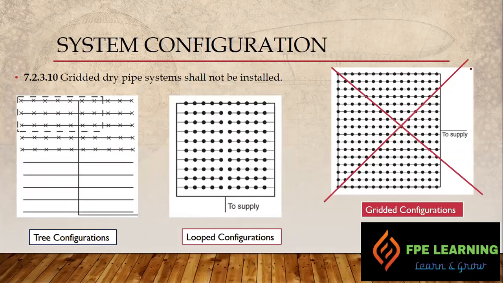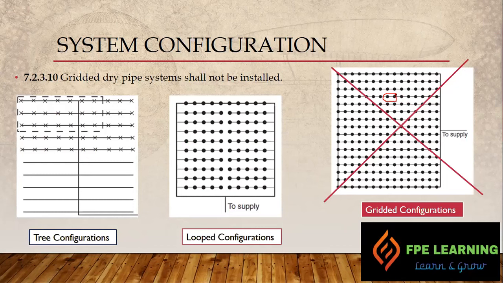Now moving on to the system configuration. What system are we going to use? 7.2.3.10 of NFPA 13 says that gridded dry pipe systems shall not be installed, because with a gridded system there will be multiple flow points. With multiple flow points the water can take many paths to fill the grid, and because an excessive amount of air can be trapped in the system, it will delay the activation of the system. Remember, 60 seconds is the time set by NFPA 13 to reach the water in most cases. So with the gridded system we have the problem.